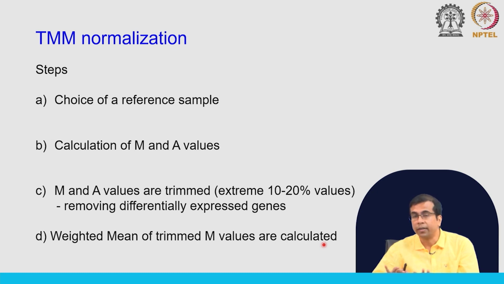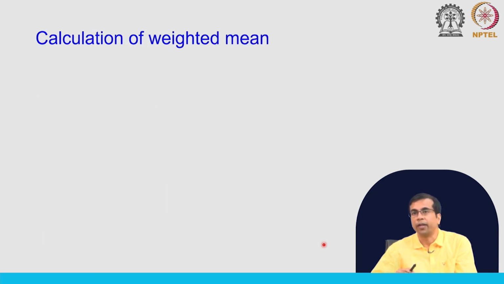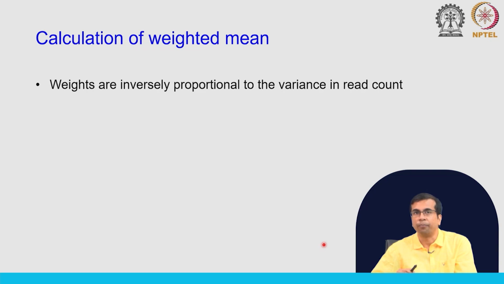Once we have removed these genes, then we calculate the weighted mean of trimmed M values, okay. So we do not take these extreme genes and their M values, we just take the filtered M values, or trimmed M values as we call them, and take the weighted mean. Now the question is, what is this weight, right? How do you calculate this weighted mean, okay?